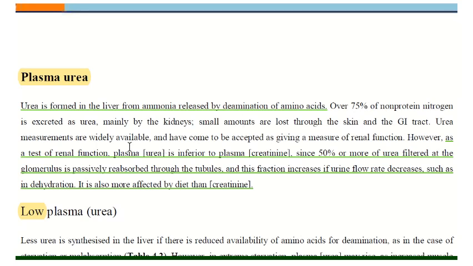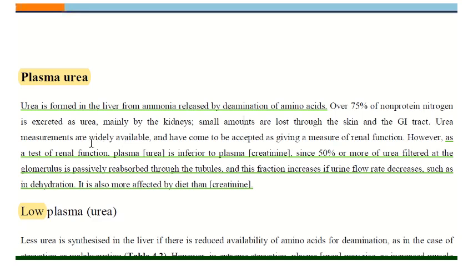الآن وصلنا إلى موضوع البلازما يوريا. اليوريا is formed in the liver from ammonia released by deamination of amino acids. Over 75% of non-protein nitrogen is excreted as urea, mainly by the kidneys, where small amounts are lost through the skin and the GI tract, gastrointestinal tract.